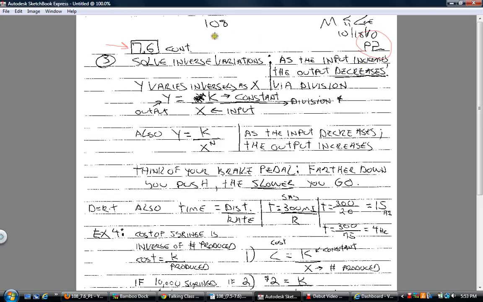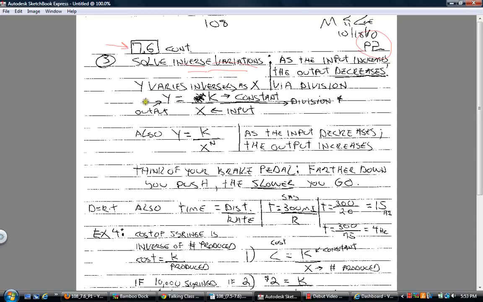Now this time we're going to work with inverse variations. I want you to think of it as the input increases, the output decreases via division. As the input increases, the output decreases. Y varies inversely as X.